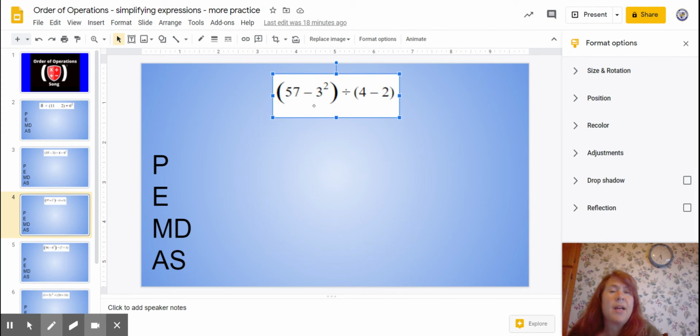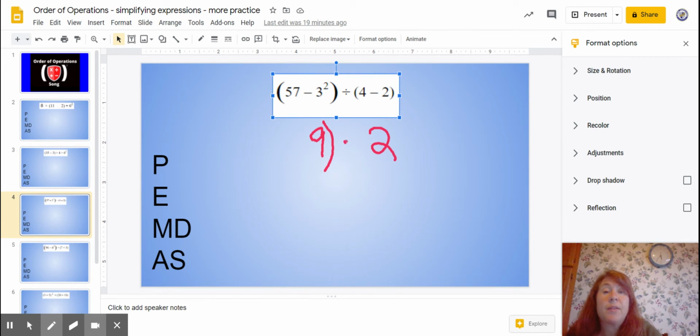Doesn't matter which set I do, I could start over here and I know 4 minus 2 is going to be 2. And then I can solve over here. I can't really do this until I figure out what 3 squared is. So I'm going to get out my calculator. I'm going to type in 3, use my squared button, and that is 9.